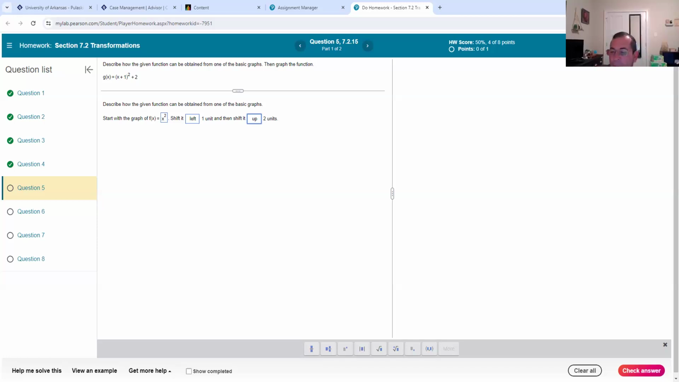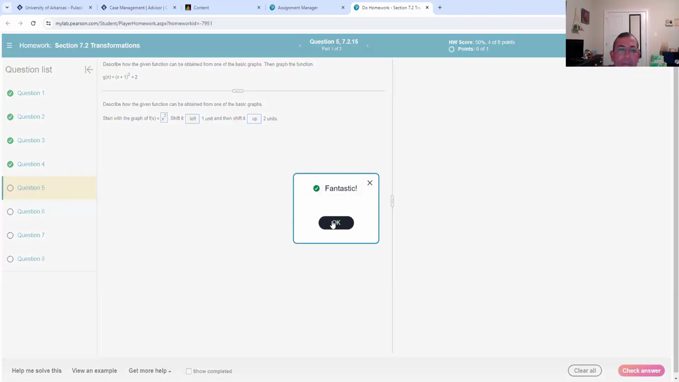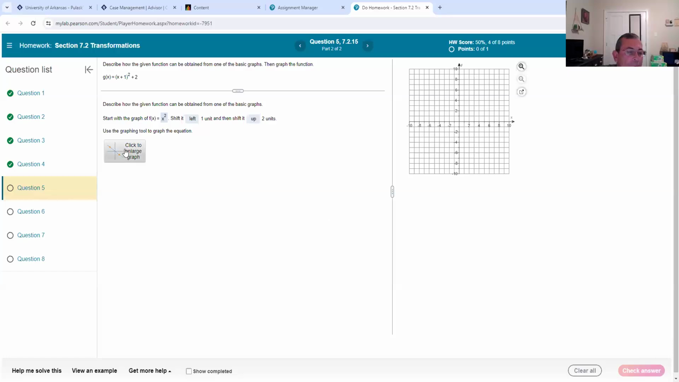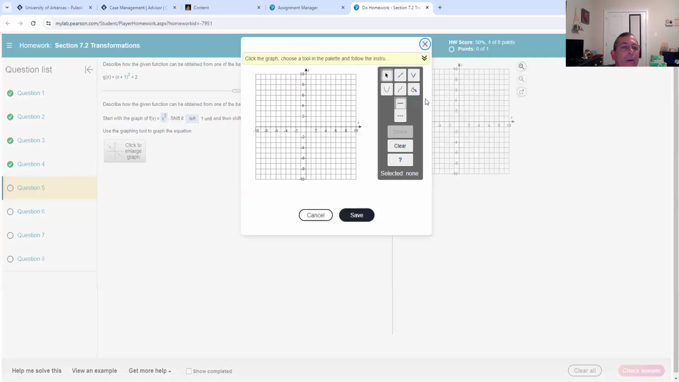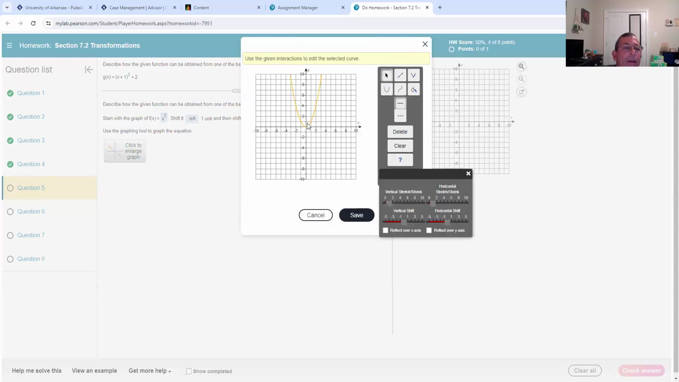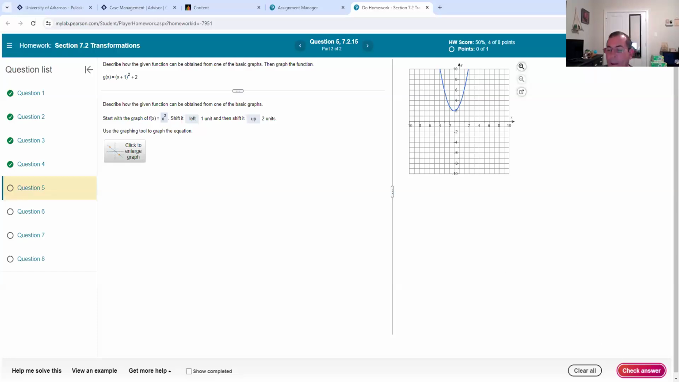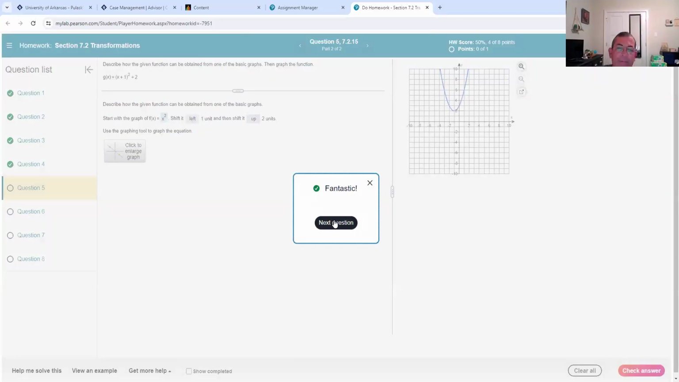All right, so this one had 2 moves. So we check our answer. Click to enlarge the graph. We had the x squared graph, so that's the U-shaped parabola. We went left 1 unit, so that'll be horizontal to -1. And then what do we do? Up 2, so that'll be vertical over to +2. So y'all look at that. It moves it left and up. You're going to save that graph and then check your answer.